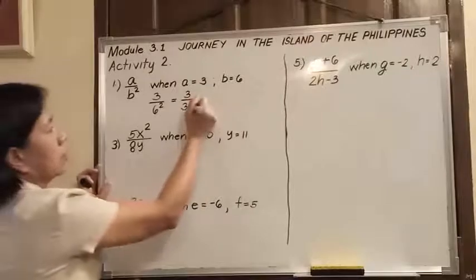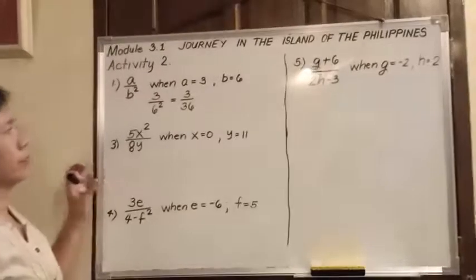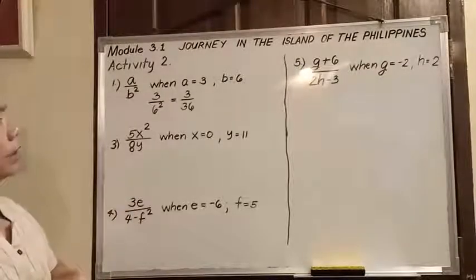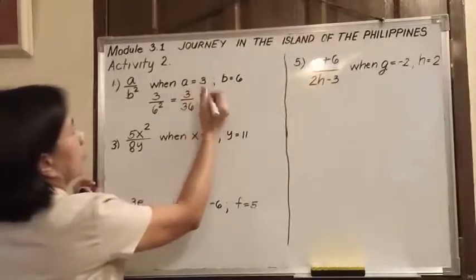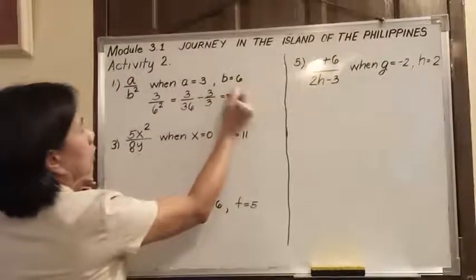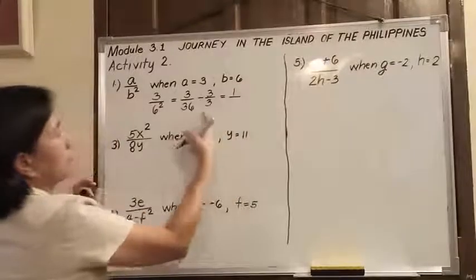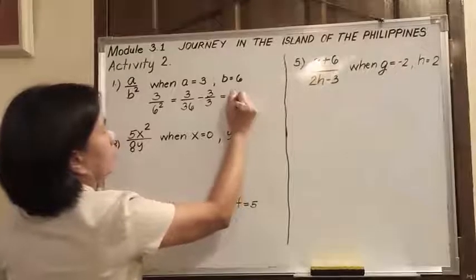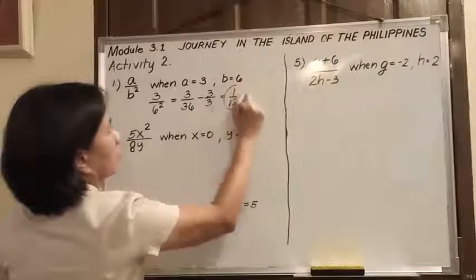Now, you can still get the lowest term. What is the lowest term of 3 over 36? You divide both numerator and denominator by the greatest common factor. Greatest common factor is 3. So, divide 3 by 3. So, we will divide this by 3 over 3 to get the lowest term. Therefore, the lowest term is 1 over 36 divided by 3 is 12. So, we have 1 over 12 for number 1.